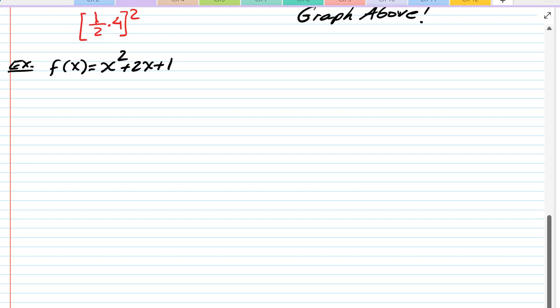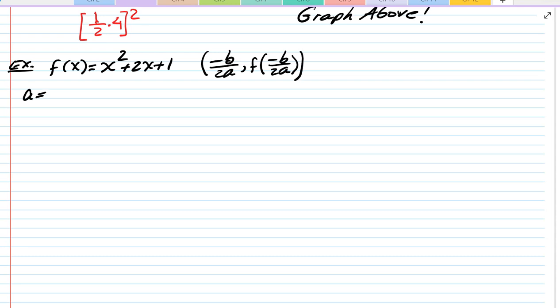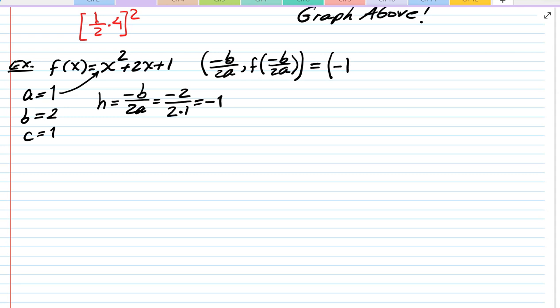So first of all, the function is in polynomial form, by the way. You don't have to go to HK form to graph this. Remember, we had a formula. The vertex is negative b over 2a and f at negative b over 2a. I haven't used that yet, so let's use this. Let's identify our A, B, and C. A is 1, the coefficient on x squared. B is 2, and C is 1. Now the vertex H is negative b over 2a without completing the square. That's going to be negative 2 divided by 2 times 1, or negative 1. H is negative 1, so far we know this.